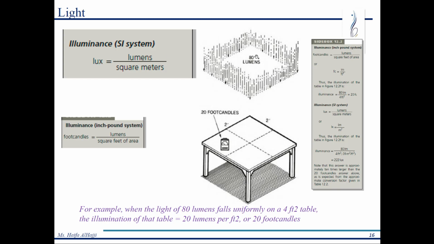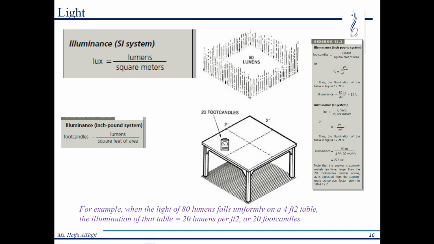For example, we know that 80 lumens is falling on this table, and the table size is around 30 centimeters, so it's 0.3 meters. As you can see here, the calculation is 80 lumens over 0.3 times 0.3, which is actually 0.09. So 80 lumens over 0.09, we're going to get 222 lux.